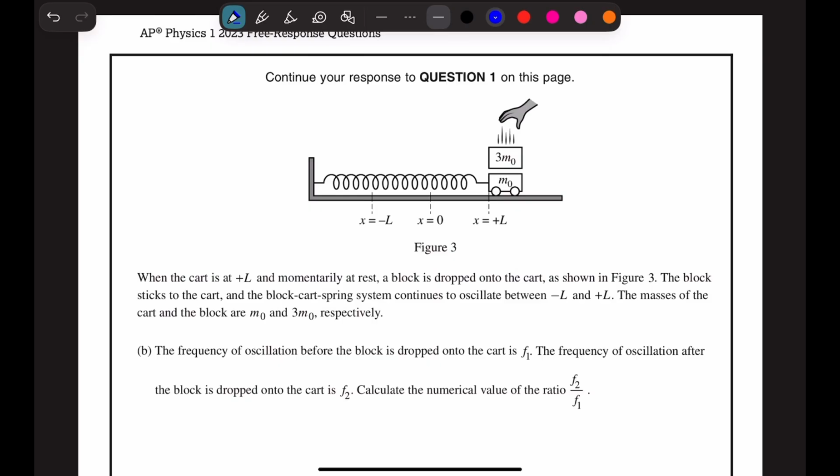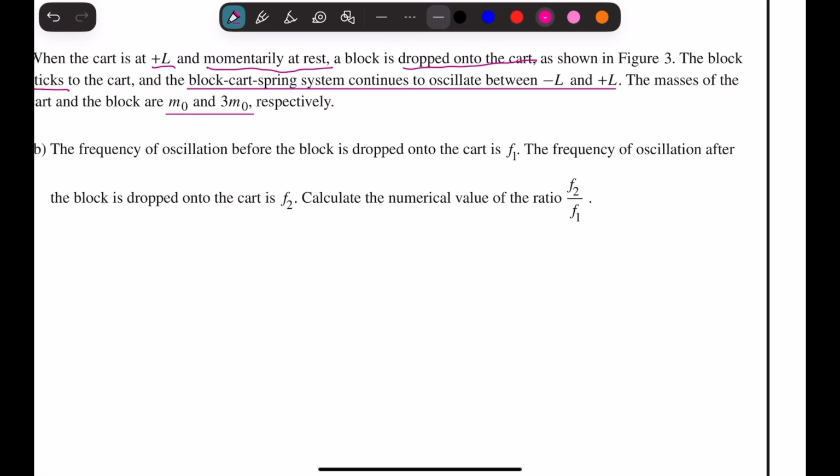When the cart is at positive L and is momentarily at rest, a block is dropped onto the cart. The block sticks to the cart, and then the block-cart system continues to oscillate between negative L and positive L. The masses of the cart and block are m initial and 3m initial, respectively. The frequency of the oscillation before the block is dropped onto the cart is F1. The frequency after the block is dropped onto the cart is F2. Calculate the numerical value of the ratio F2 over F1.